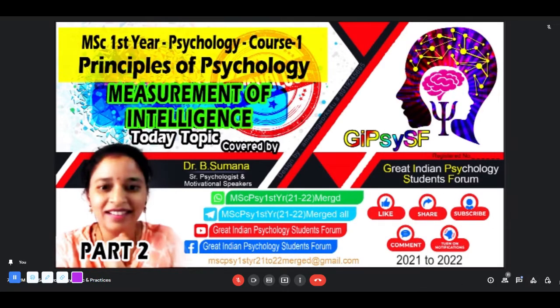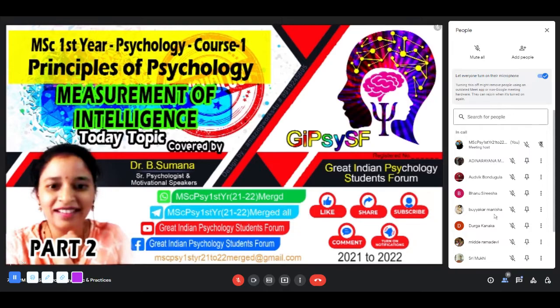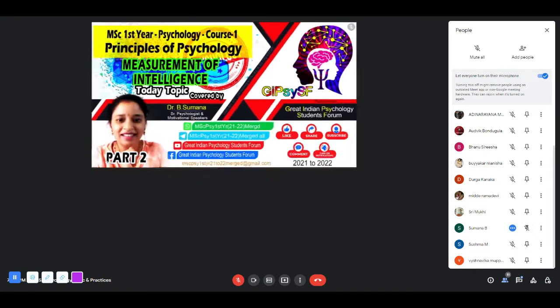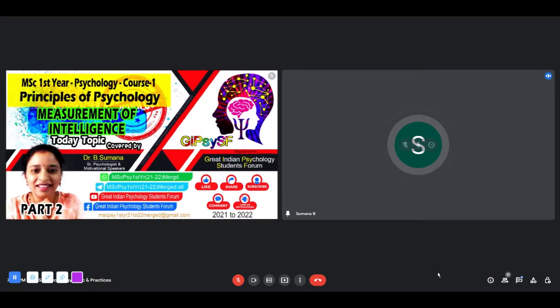Then the next topic in assessment of intelligence is about what the different types of assessments are. What are the different ways through which we can assess the intelligence of an individual?